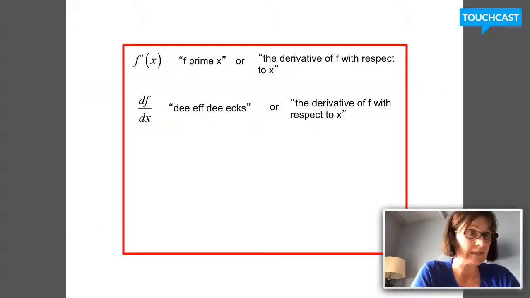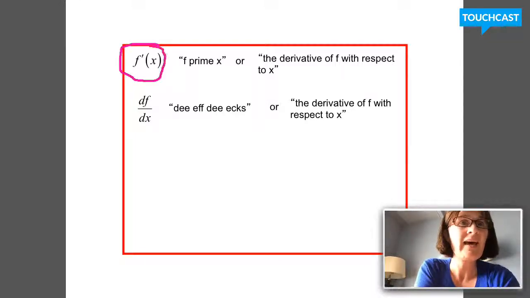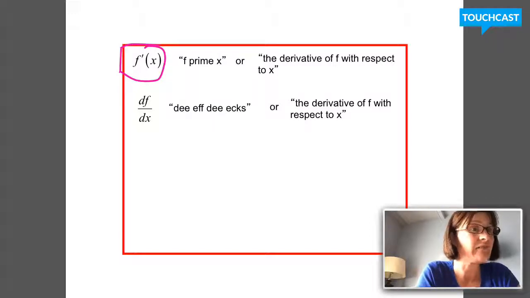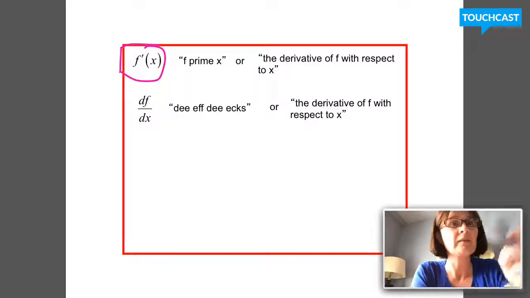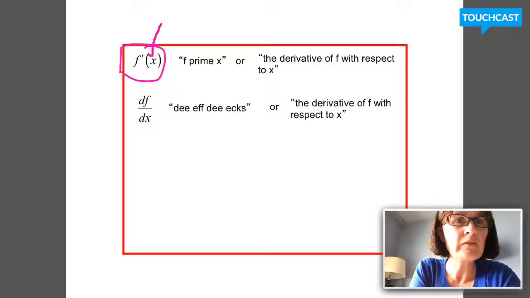There's several notations that you will see over the course of the year for the derivative of a function. Probably the most common is this first one here, f prime of x. So an expression for the derivative of f. If I give you a function f of x and ask you to find its derivative, you will label your answer with f prime of x. You could also read that as the derivative of f with respect to x, with respect to whatever letter is inside those parentheses.